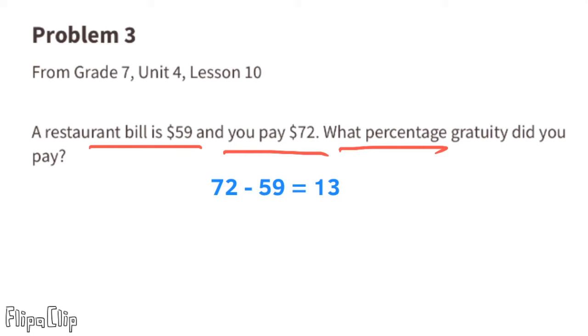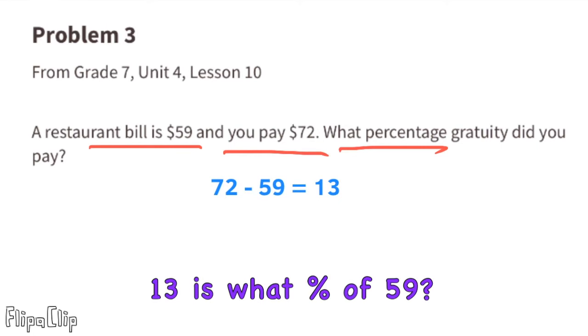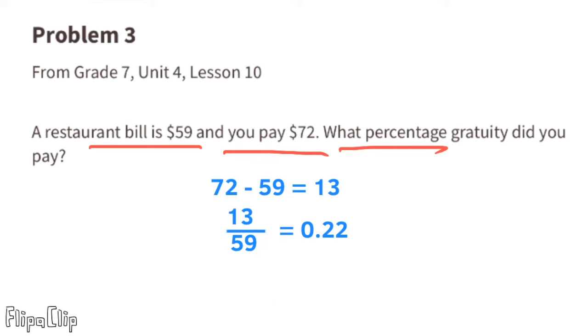If the bill was $59 and you paid $72, the difference is $13. So the question is, what percentage of $59 is $13? 13 divided by 59 is 22 hundredths. And 22 hundredths is 22%. So the gratuity was 22%.